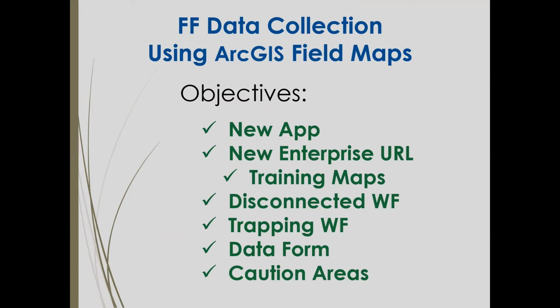There's a new enterprise URL, so when signing into the app, you need to make sure that you have the right URL, and training maps are held under a different environment, which just requires a different sign-in URL. So we'll go over that. A review of the disconnected workflow, and we'll talk about some trapping workflows just generally and how they apply to Fruitfly. We'll have a look at the data form. I have my iPad here that I can show you a little demonstration, and we'll talk about some caution areas, just some things that maybe you want to take special note of.